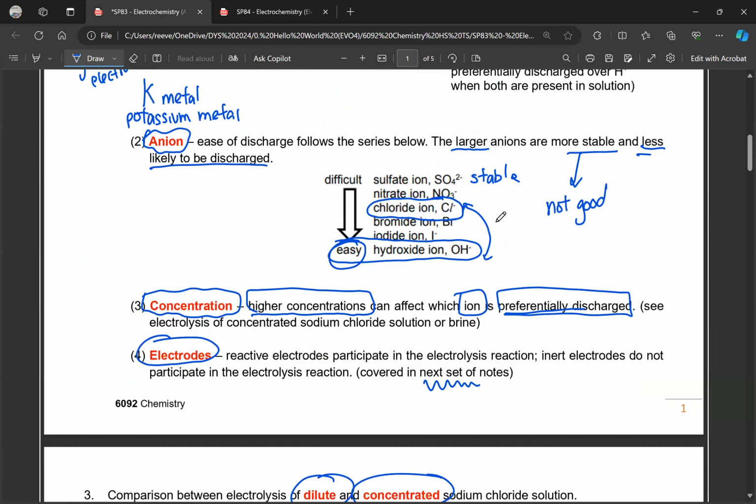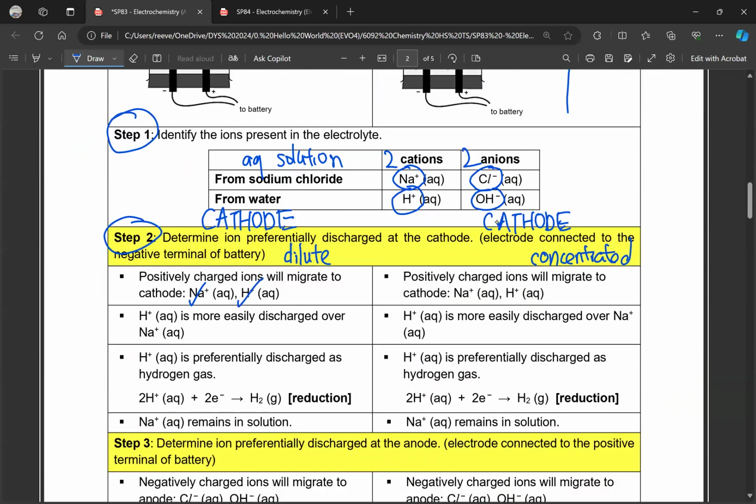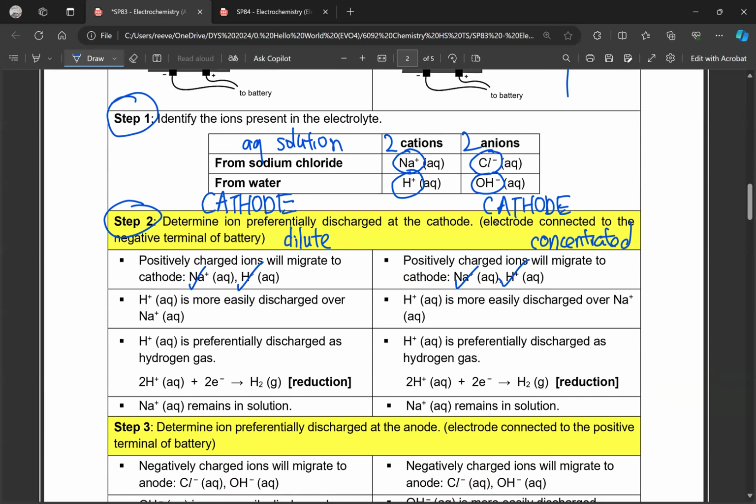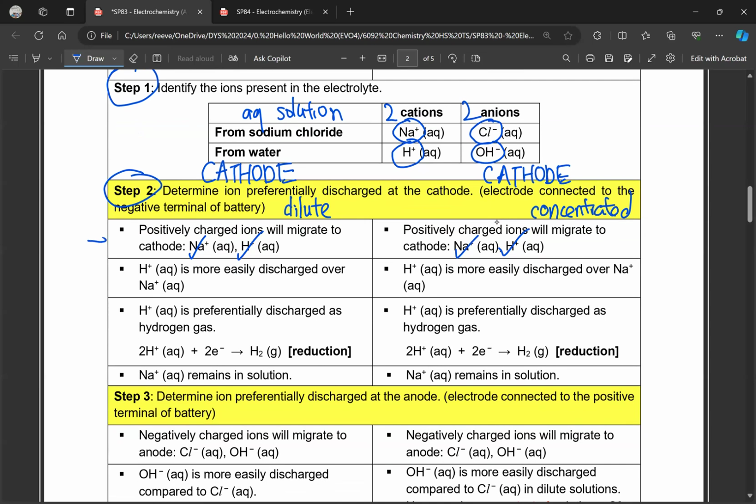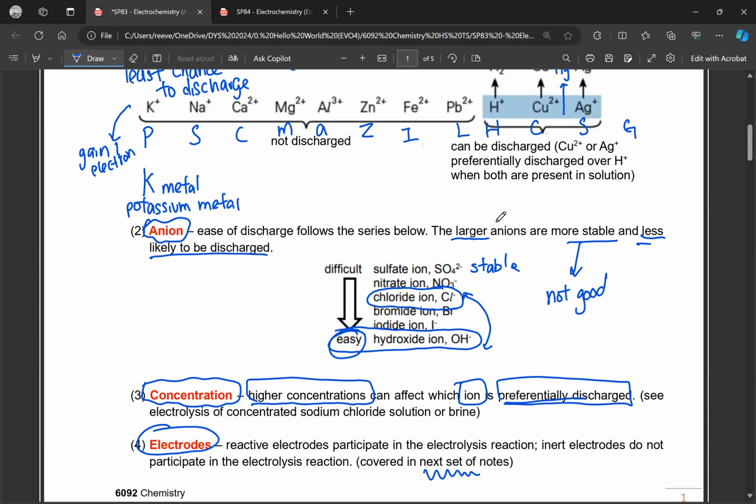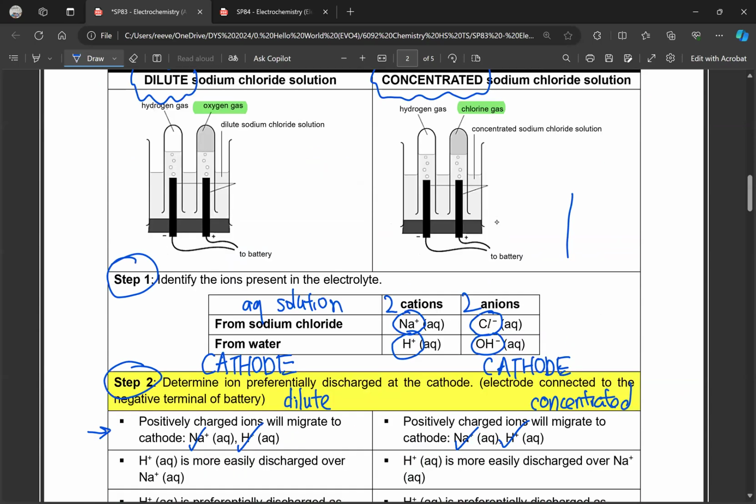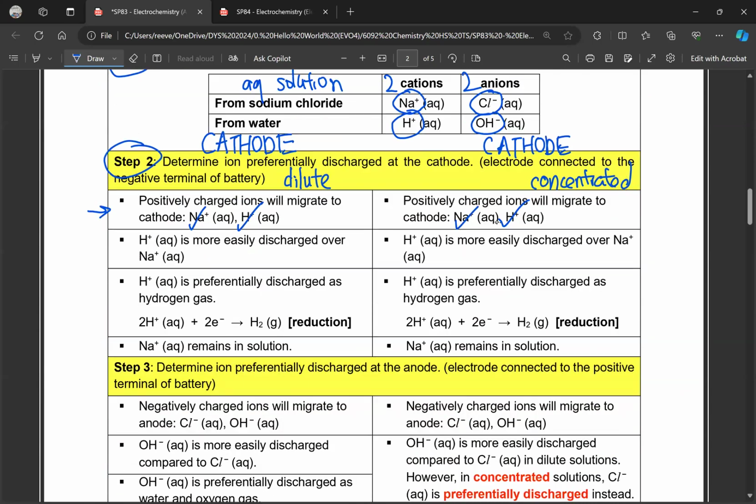Okay, so over here, I have two cations, Na+ and H+. Similarly, for concentrated, I also have Na+ and H+, because they are both present. If you look at this, same story, sodium will not appear. If sodium metal appeared, it would explode also. So over here, I will discharge H+ and the Na+ will not discharge.